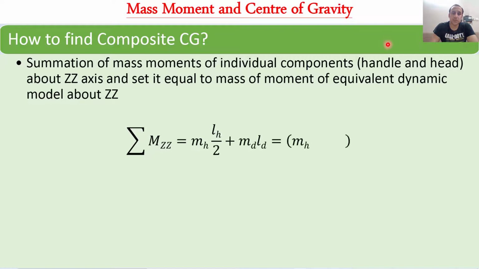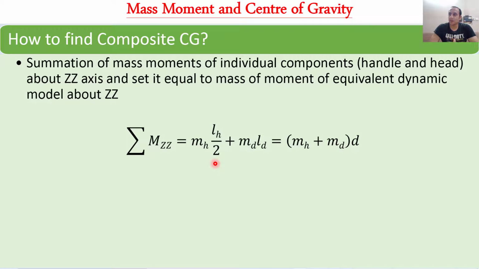Summation of all the mass moments, and that will be equal to what? That will be equal to the mass moment of handle, plus the mass moment of head, and we need to put this equation equal to the mass moment of the dynamic equivalent of the system. Okay, so we know that the formula of mass moment is what?